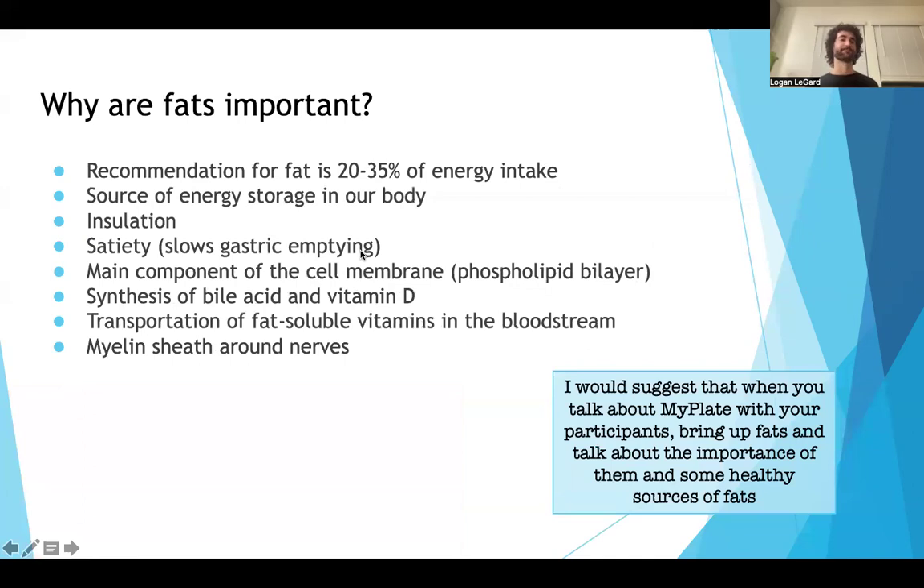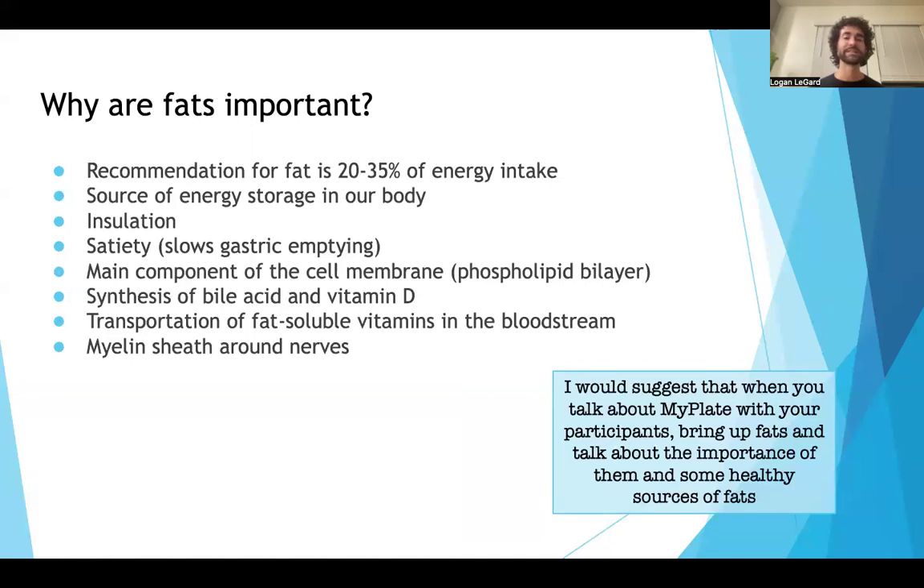Why are fats important? The recommendation for fat is 20 to 35% of energy intake. It is a source of energy storage in our body. It helps with insulation. It helps with satiety, which helps to slow gastric emptying. It is the main component of the cell membrane, which is the phospholipid bilayer. So all of our cells have fat within their cell membranes.